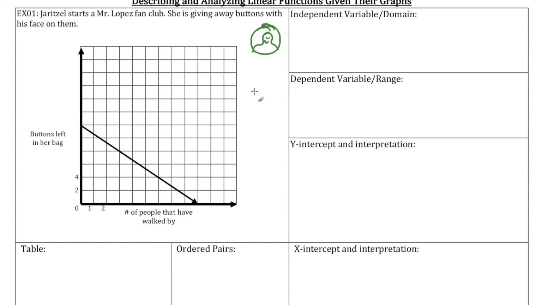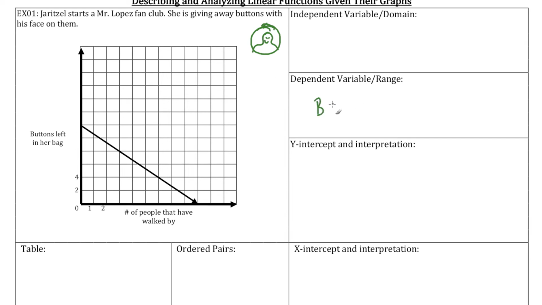So we have this graph. On the x-axis, the independent variable axis, it's the number of people that have walked by, and this is the number of buttons Jadit Sell has left in her bag. So remember, she started a fan club. She's giving away these buttons. We can see that the number of buttons she has left in her bag depends on the number of people that have walked by. So our dependent variable, the one that we see change as a result of the other, is the buttons left in her bag. It's the one we care about, so to speak.